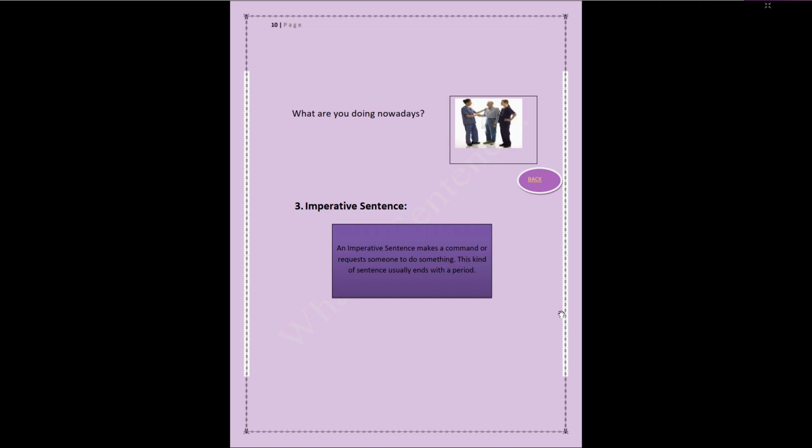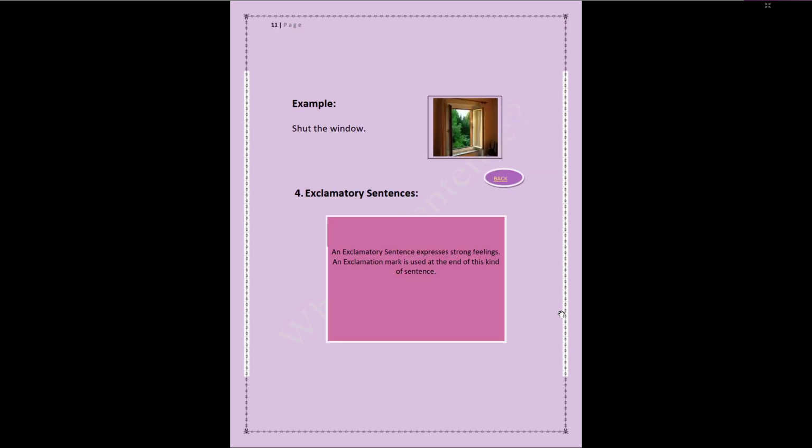Next one is imperative sentences. An imperative sentence makes a command or requests someone to do something. This kind of sentence usually ends with a period, meaning full stop. For example, Mother, please buy me a packet of potato chips. It's a request. A boy or a child is requesting his mother for a packet of chips. Don't eat potato chips. It's a command. Have some fruits. They are healthy. It's an advice or a suggestion. So mainly the sentences that give orders or instructions, make requests or offer advice are called imperative sentences.